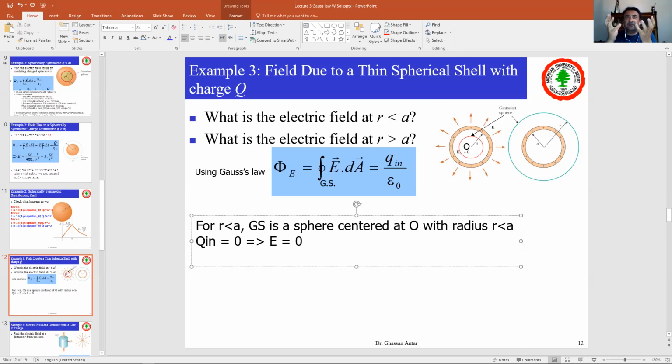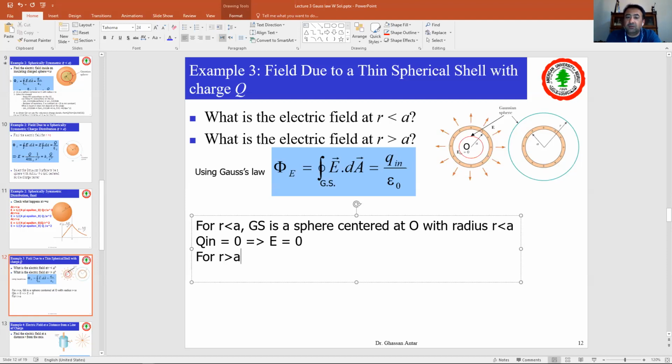Once again, one can think of it in terms of electric field lines. The electric field lines going in are exactly like the ones going out. So basically, there is no net electric flux, and consequently my electric field is equal to 0. Now what happens for r greater than a?